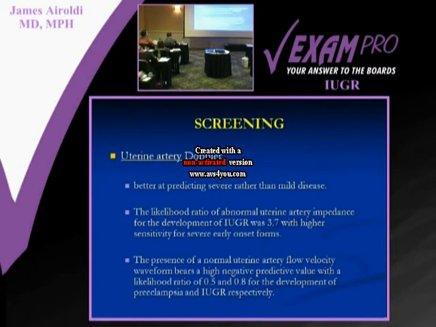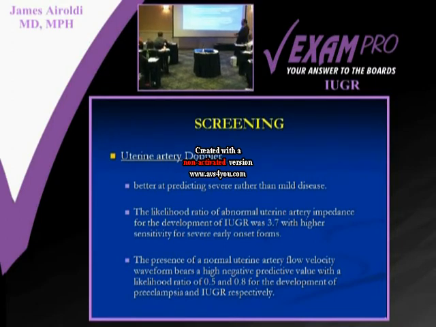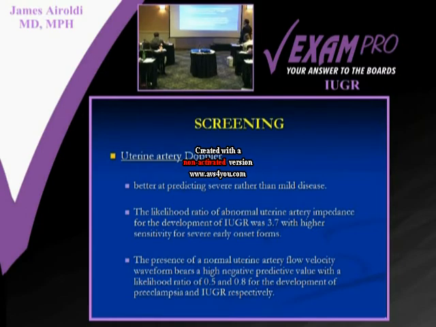The uterine artery Doppler: a lot of controversy about the uterine artery Doppler. Does it predict preeclampsia? Does it predict adverse pregnancy outcomes? Does it predict IUGR? Well, I think it predicts severe disease better. It certainly doesn't predict mild preeclampsia or mild IUGR. But in the cases that are going to go bad, this is a good screening test for the bad cases, so to speak.